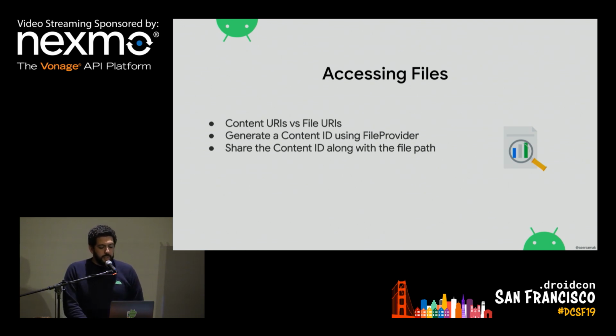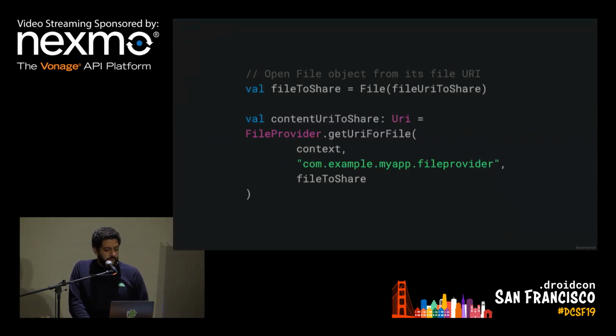So you should be generating a content URI whenever you're dealing with files and use that to allow access for any app that wants to load a file. To create a content URI, you should be using a file provider. So here's an example of a file URI that we had. The first thing, you should create a file out of that, and then pass that file along with the context and the authority provider, which is defined in your app manifest, to create a content URI, and then share that content URI across profiles. And that should be the general way of dealing with files.